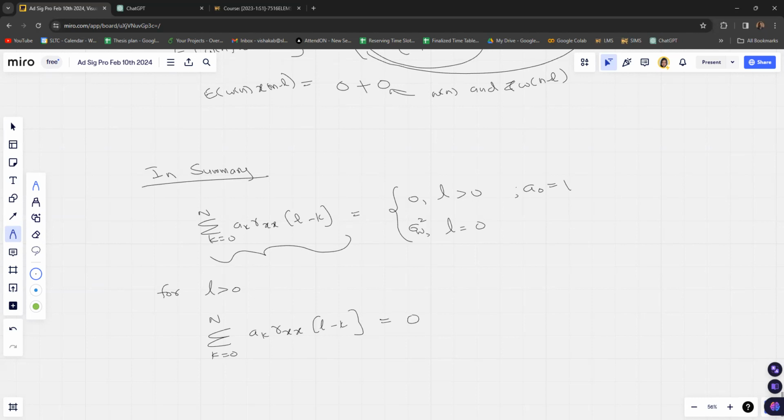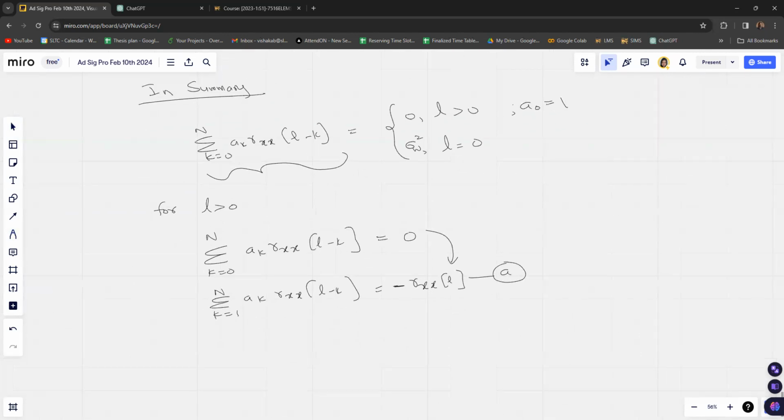We can also consider, in some other method, putting the first term onto one side. So I can write k equals 1 here and then put rxx(L minus k) equal to minus rxx(L). This is the expression that we can derive from this. We have taken the k equals 0 term out and put it onto the right hand side. So this is one equation that we can consider as Yule-Walker equations, one relationship.